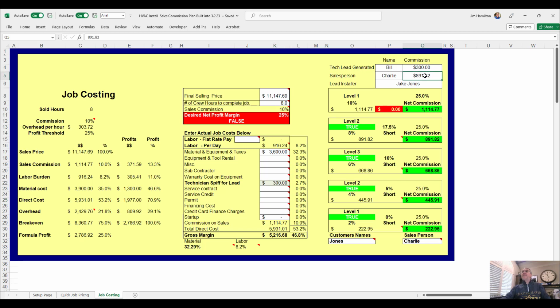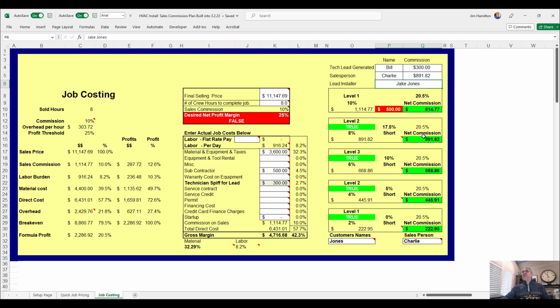Anyway, at this job right here, the salesperson should get $1,114.77. Okay. But let's just say something went wrong and a subcontractor had to come in for $500 to do the pad. So now he's going to get $891.82, because he didn't bid this pad to work right. A subcontractor had to come in to put the pad in.